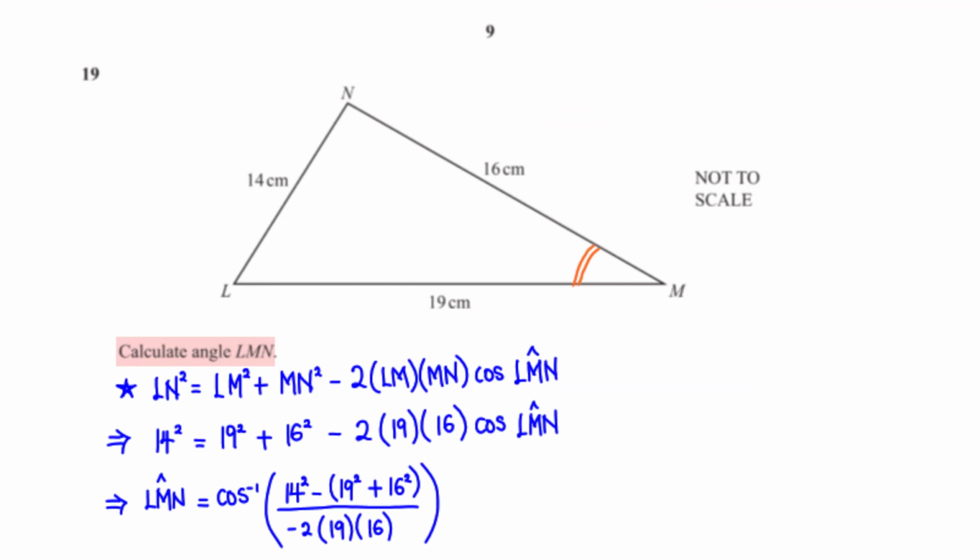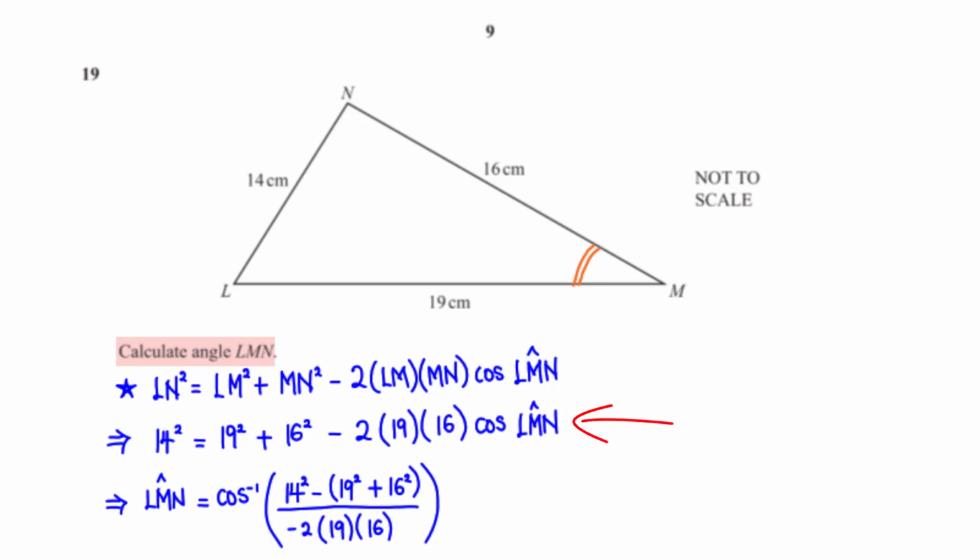Calculate angle LMN. So on the diagram, we've been given all three sides of triangle LNM and we've been asked to find an angle inside this triangle. And so the best formula to use to find this angle is the cosine rule. And by applying the cosine rule to this triangle, we get LN squared is equal to LM squared plus MN squared minus 2 LM times MN cosine of angle LMN.